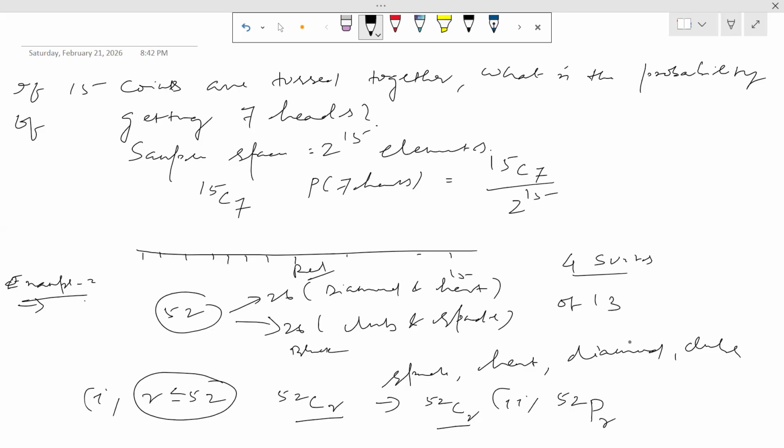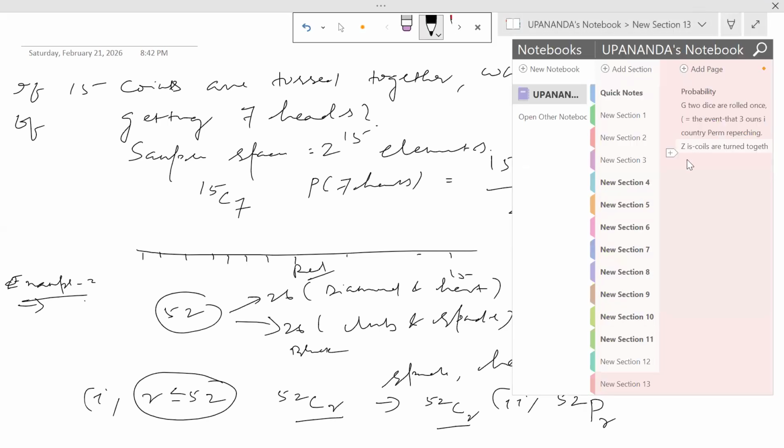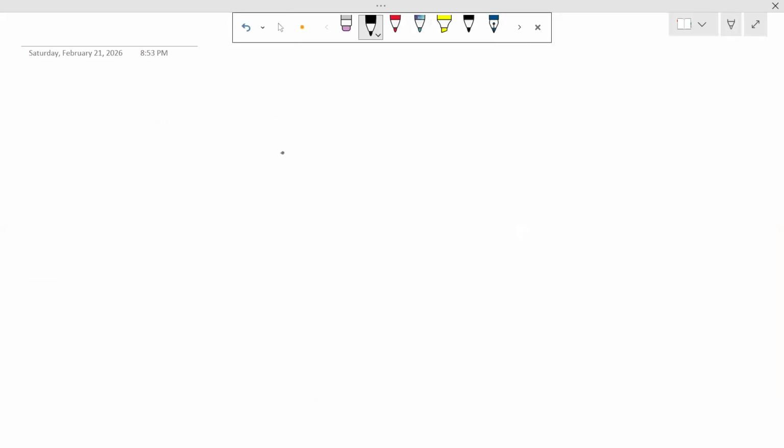Because here order matters. In this case the order of cards drawn is important. So that is why these two understandings are very important, where 52 C R, where 52 P R. Let us see if our understanding is clear or not. If you enjoy, then it will be very good, but if you get stuck, then obviously it is very boring.